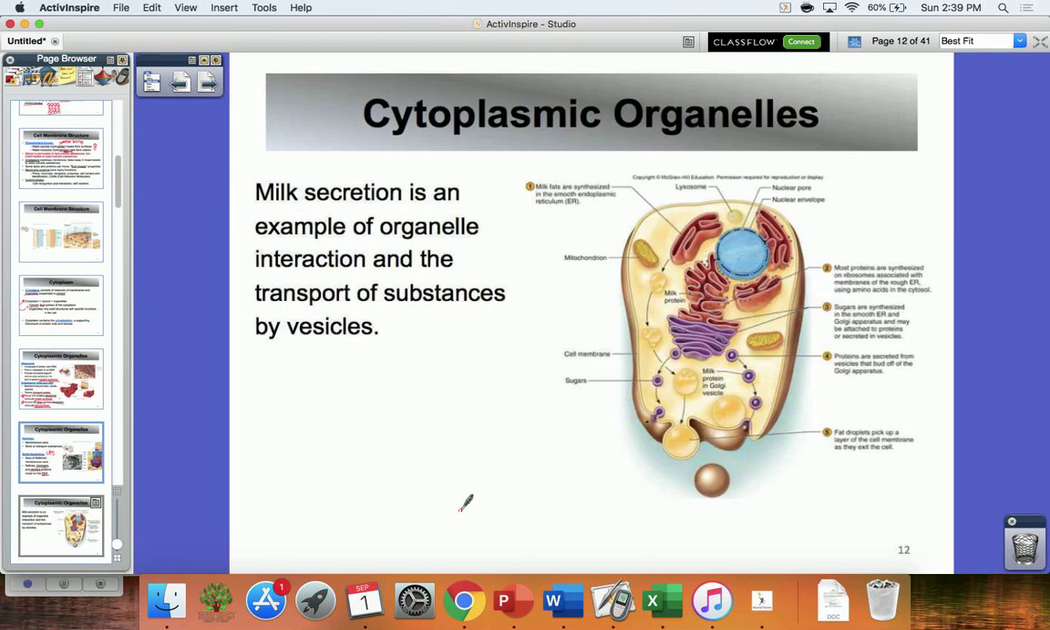And an example of how organelles interact with vesicles is milk secretion, whereas milk is produced, and when the milk is produced or the proteins that are needed within milk, vesicles then are going to package that milk and maybe even the milk proteins, and they will be secreted as vesicles or by vesicles.